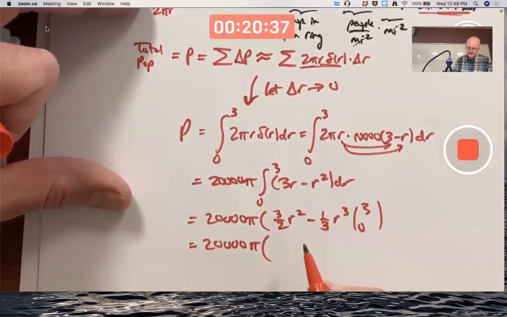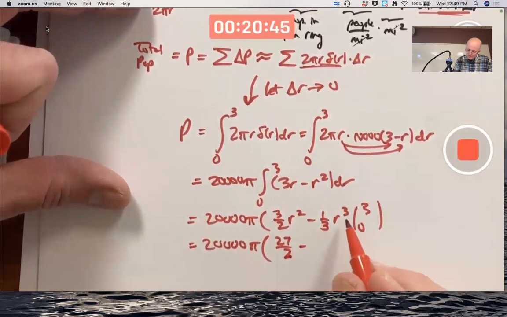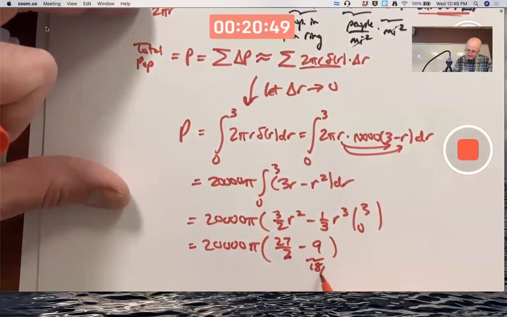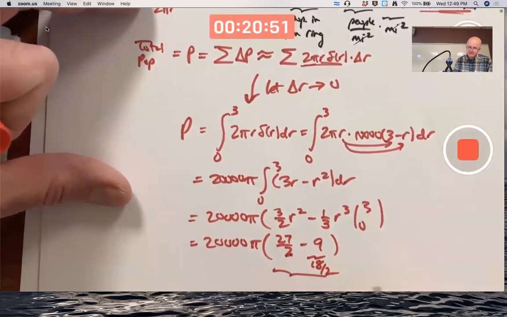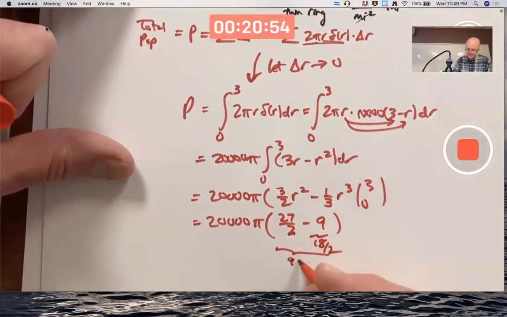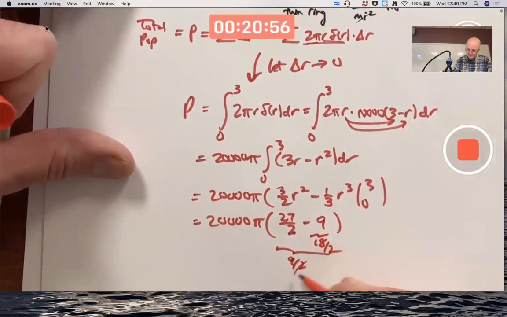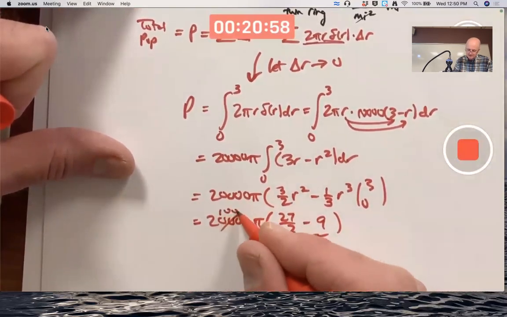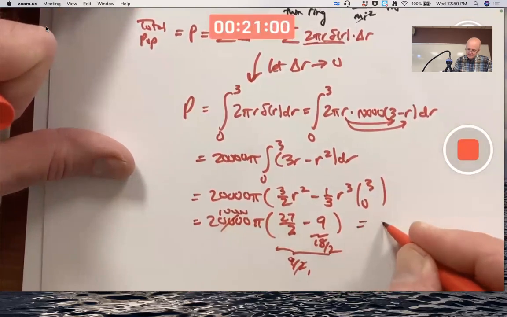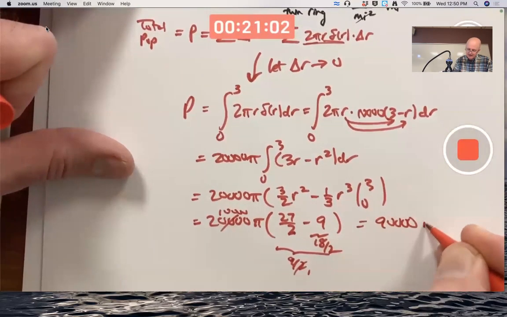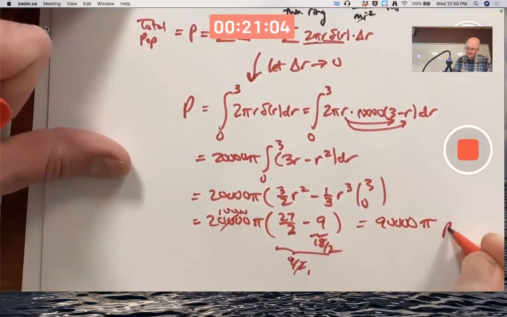Plug in 3, get 27/2, right? 3 squared times 3 is 27 over 2. 3 cubed over 3 is 9, which is the same as 18/2. 27/2 minus 18/2 is 9/2. This 2 can cancel with the 20,000. Looks like it's 90,000 pi is the population, people.